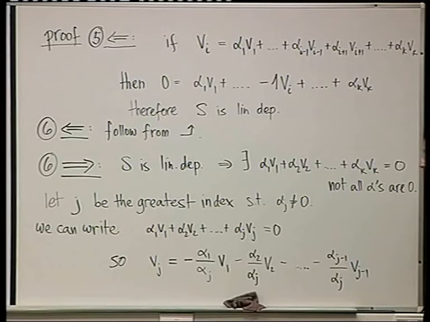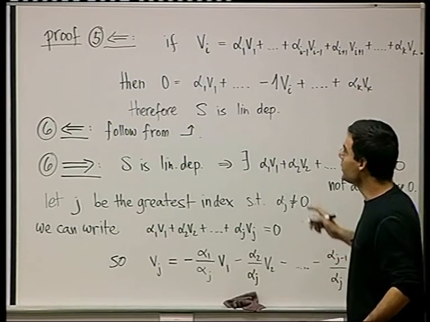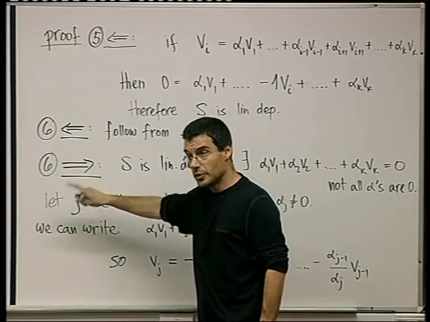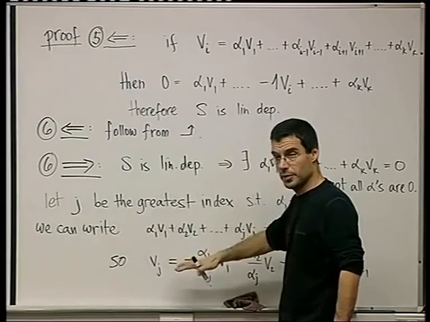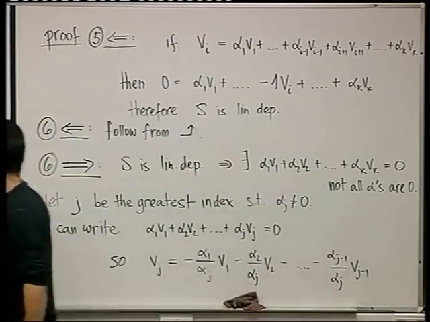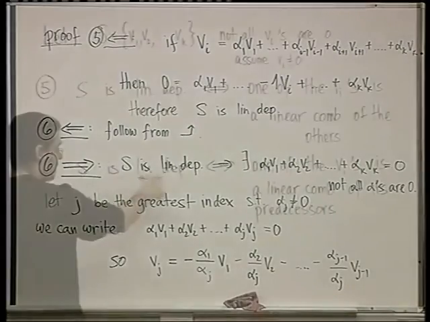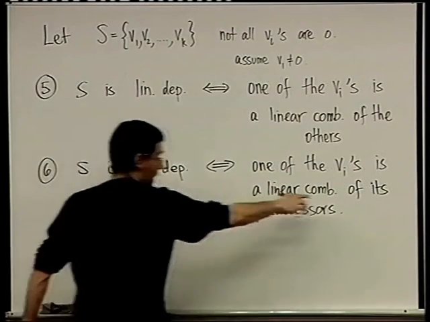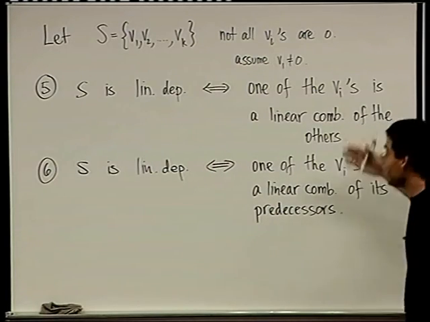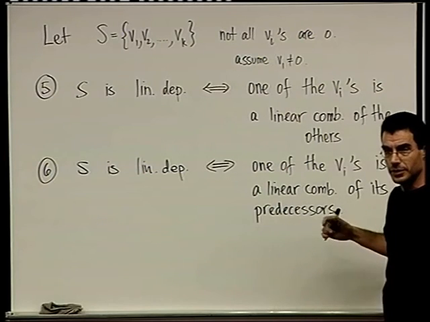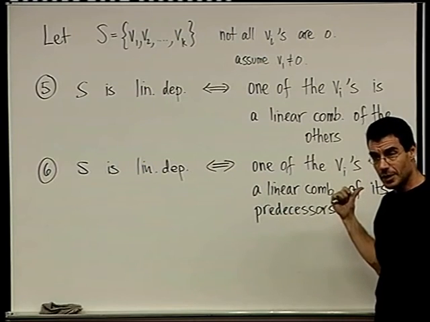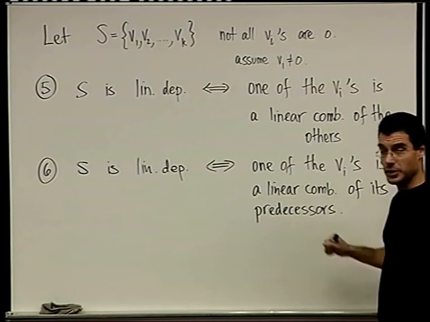Okay, good? So what remains is to prove this direction of 5. Do you agree that we just proved this direction of 6? In fact, we completed the proof of 6, and 5 follows from it. Once we know that if a set is linearly dependent, one of the vi's is a linear combination of its predecessors, in particular it's a linear combination of the others. Take all the rest of the coefficients to be 0. So this direction of 5 follows from this direction of 6.